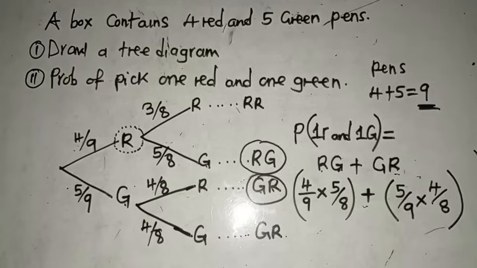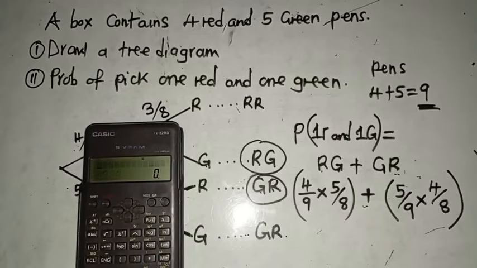Then I multiply. I get my calculator. So you get your calculator like this and multiply. Let me see the answers that we are getting. 4 over 9 times 5 over 8. What answer am I getting? My calculator is giving me 5 over 18.